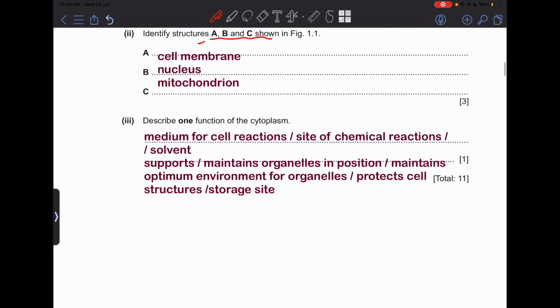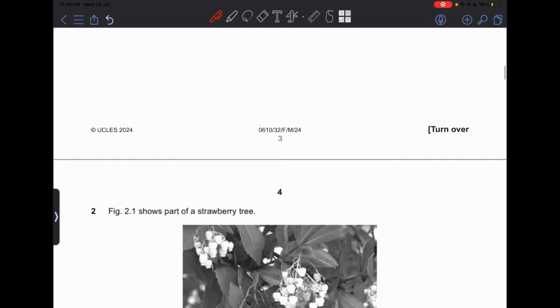Organelles are, for example, the nucleus. This is like an organ which is present inside of the cell. It also protects cell structures and is a storage site. There can be some storage present inside of the cytoplasm.